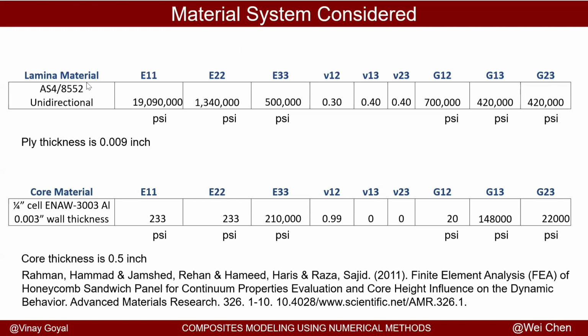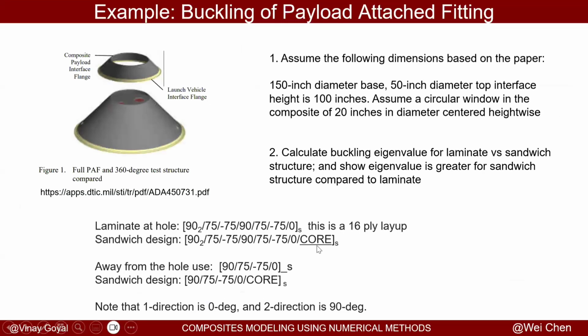Here you can see a lamina AS48552, and the properties are provided here. The core materials are given, and they're also part of this paper as well. Core thickness is 0.5 inch, and now we're going to dive into the buckling tutorial. This is a payload attached fitting example, and this example came from this particular article.